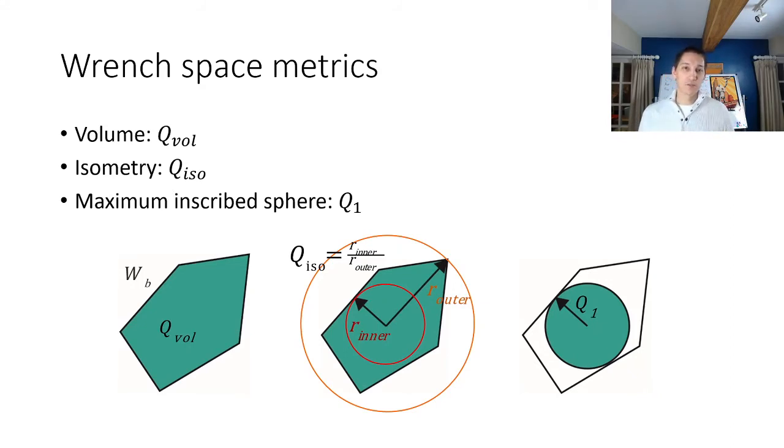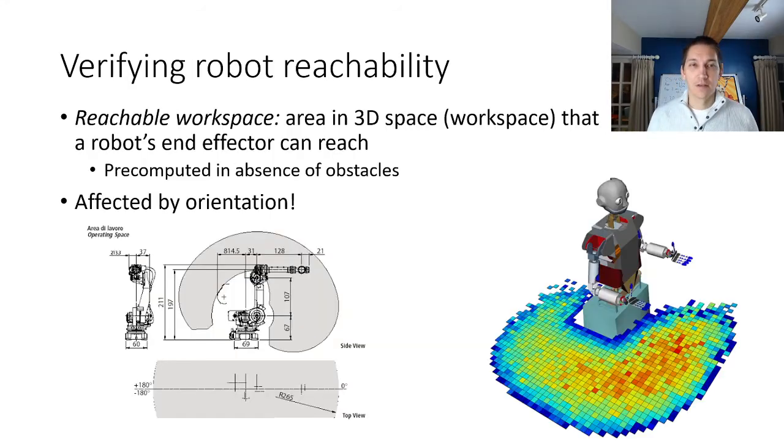And the way that this is defined is the ratio of the maximum inner sphere centered at the origin that can fit inside of the wrench space, divided by the radius of the smallest outer sphere that bounds the size of the wrench space. Now, this is a reasonable approach, but we can also look at just the inner sphere itself as a metric, and this is known as the Q1 metric, and these are illustrated here.